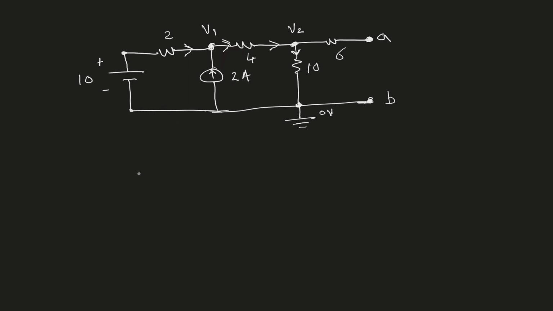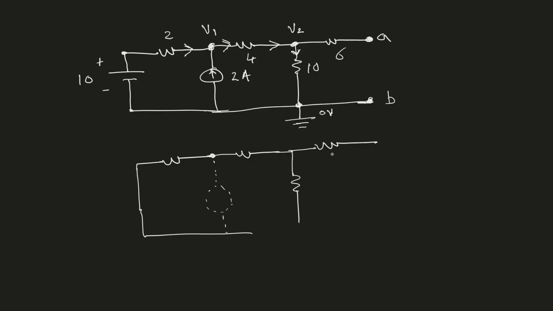So therefore, the circuit will look like this: we will have a short circuit over here, then the 2 ohm resistor, then this 2 ampere will be replaced by an open circuit, so that path is not there. And then I will just draw a dashed line, just to remind us that there was a current source previously, which is not there anymore. And we have the resistor, then we have this 10 ohm resistor, and then this 6 ohm resistor.